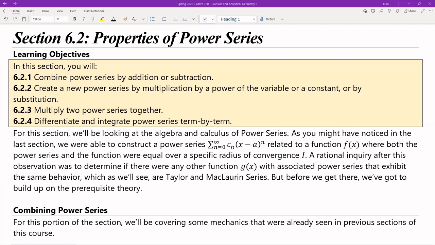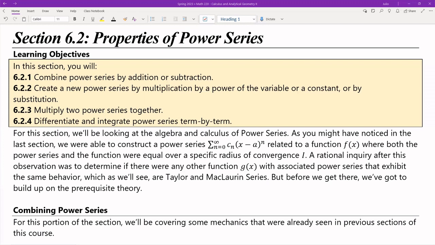we figured out that the power series that we can generate from a function might just converge over a specific interval. So we're going to continue on that. For this section, we're going to assume that we have convergent power series with specific radii of convergence. So what can we do to combine power series together? And what nice stuff can we do with it? This is really important once we get to Taylor and Maclaurin series, which is going to be the next section, section 6.3.